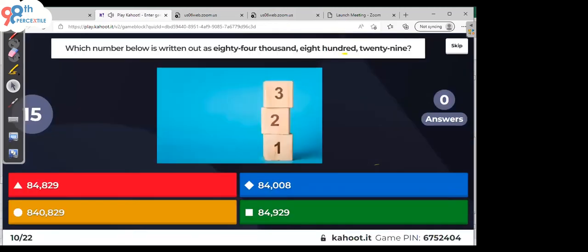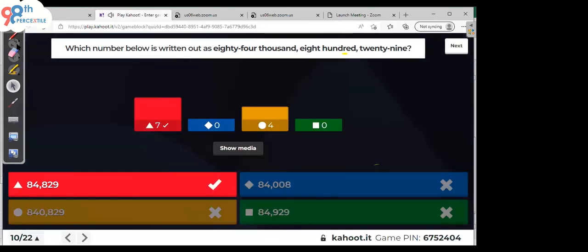Which number below is written out as 84,000 829? Okay, quick. Good, it was an easy question. 84,000, so it became 84,000 like this, then 800, then 829. This is the word form and you have to write it numerically. So 7 of you got it correct and 4 of you didn't. Be very careful and read the question properly.